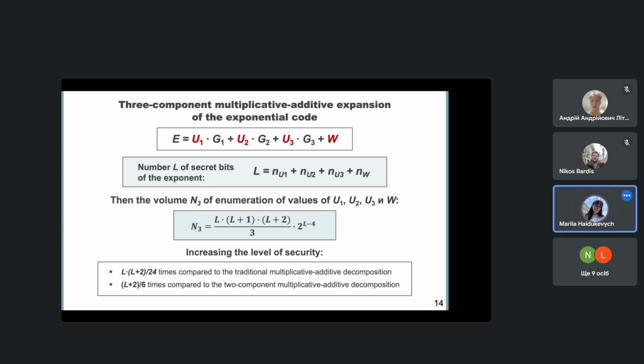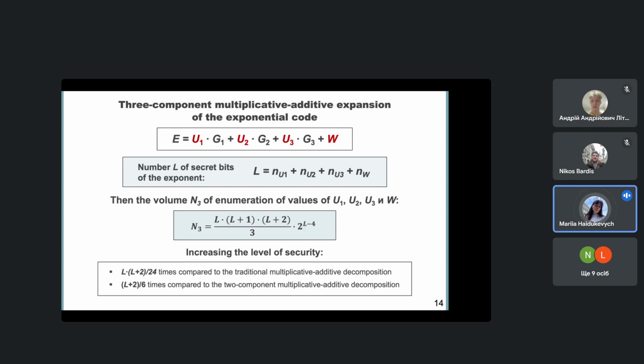As a next step, a three-component multiplicative additive decomposition of the exponent code was investigated, which is shown on this slide. By analogy with a two-component decomposition, the total length of the components U1, U2, U3, and W processed on the microcontroller is equal to L. Below is the proof that the corresponding search volume N3, that is the level of protection, is determined by the formula presented on this slide.